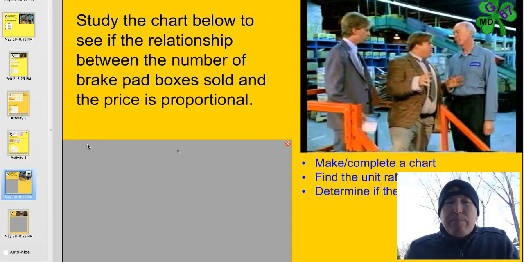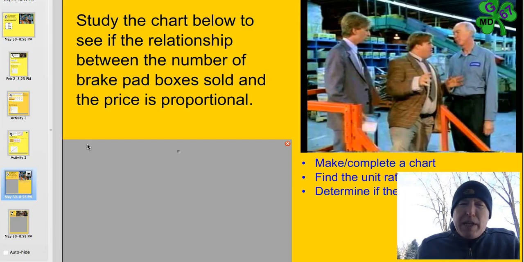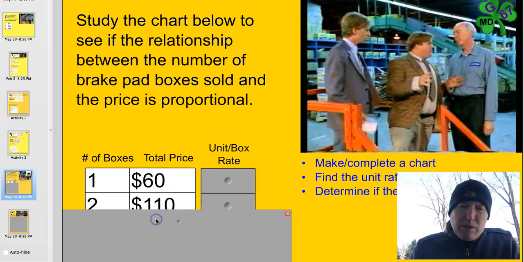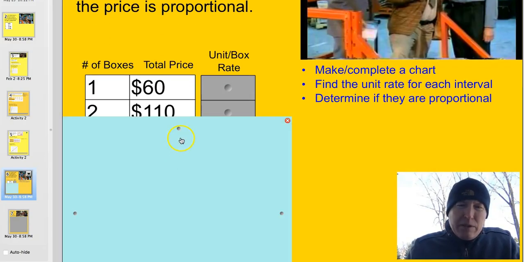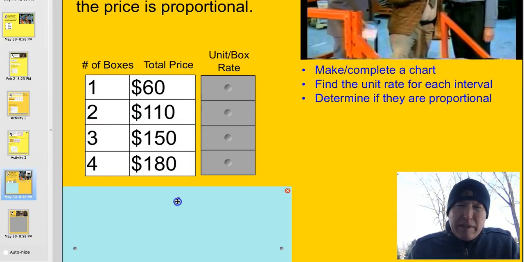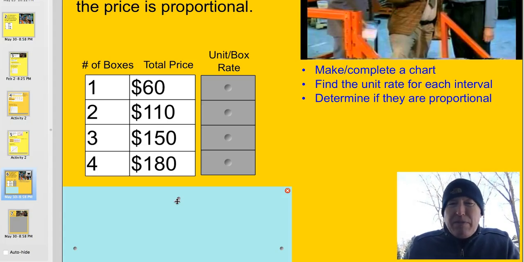All right, so if you try one here. We're back to our example here. So study the chart below to see if the relationship between the number of boxes of brake pads sold and the price is proportional. So let me scroll down here a little bit so you can take a look at the full chart. Go ahead, pause the video and see if you can figure it out.